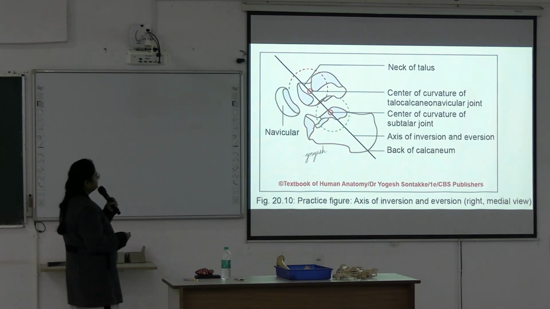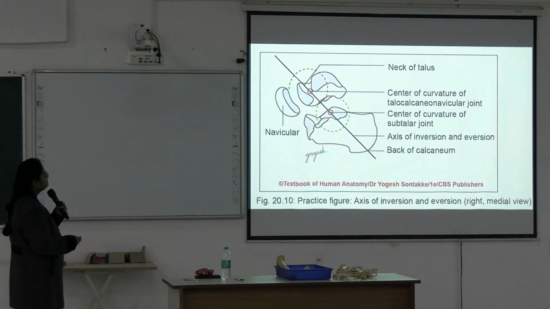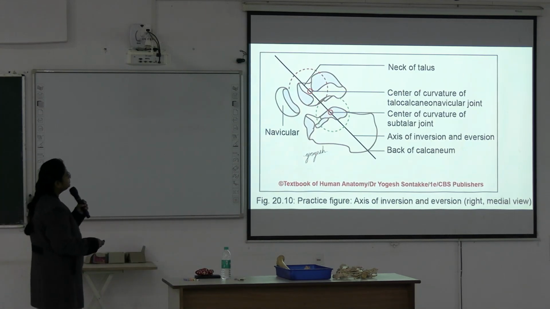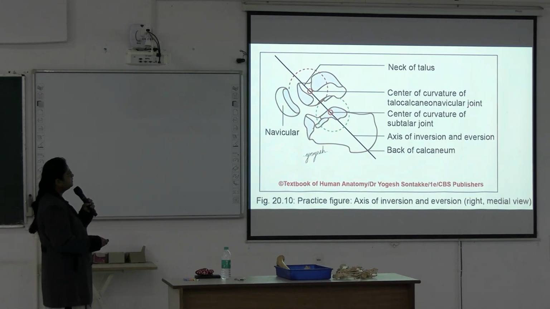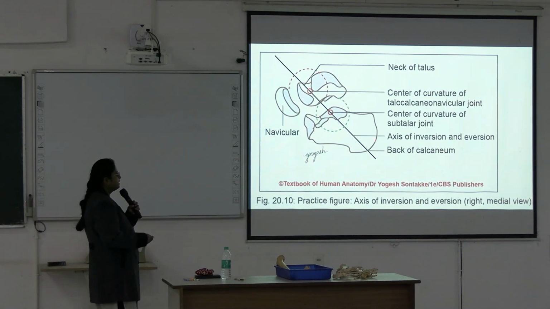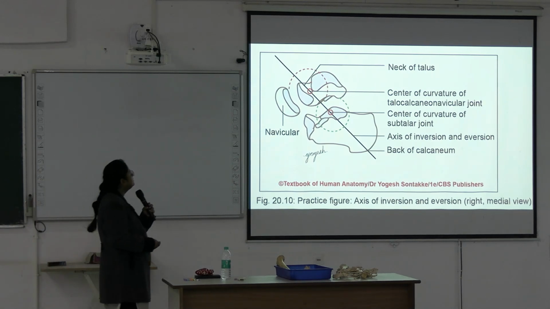Okay. This is the axis of movement for inversion and eversion. This is neck of talus, it passes through center of curvature of talocalcaneonavicular joint, center of curvature of subtalar joint, and this is the axis, so it passes through these 2 points and ultimately passes through back of the calcaneum.